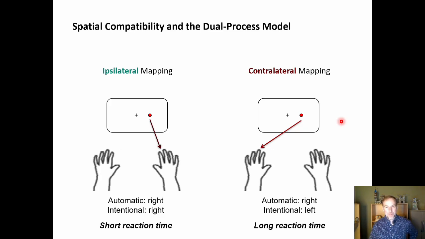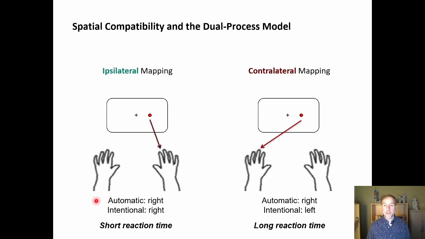So it's kind of a lot of boxes to this dual process model, but the way you'll be tested on it is just the following. I could give you a situation and ask, okay, what is the automatic response here? Because there's something on the right, the automatic response is right. What is the intentional response? Well, it's an ipsilateral mapping, so it's also right. And because those match, there should be a short reaction time.